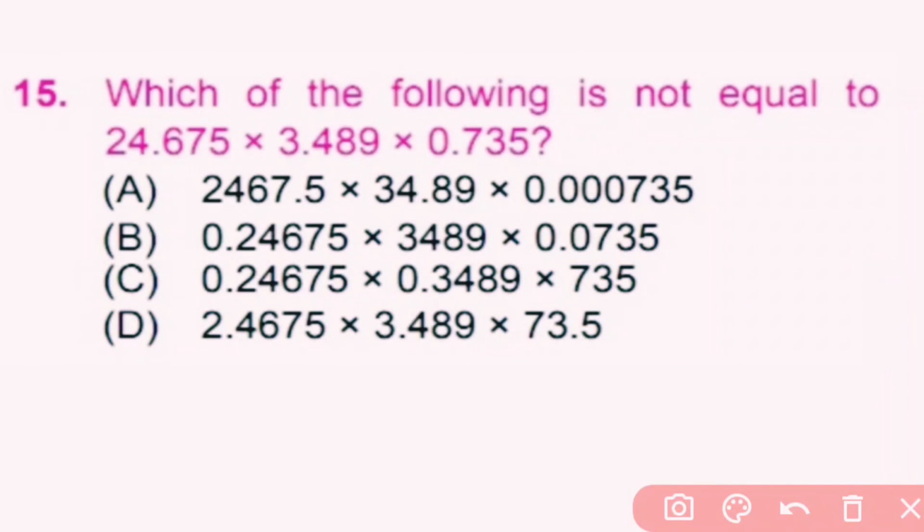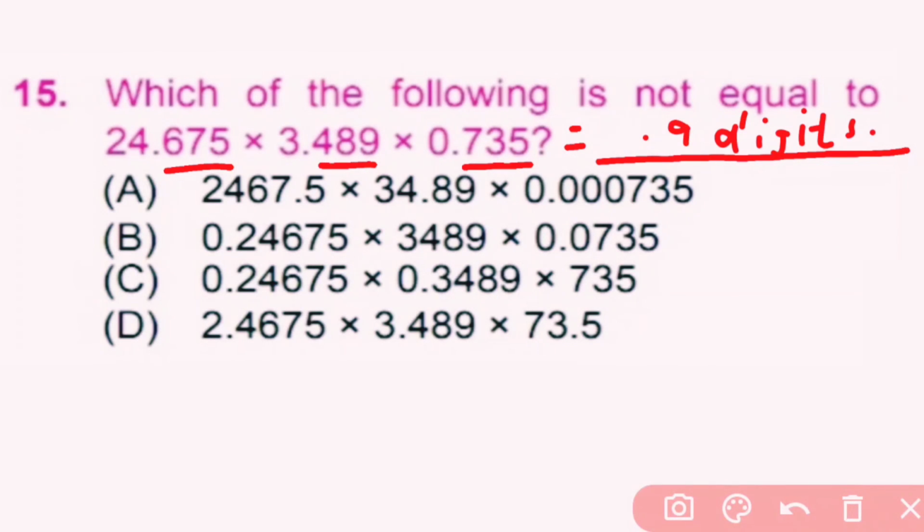Question number 15. Which of the following is not equal to 24.675 into 3.489 into 0.735? So here in the answer the point should be placed so that there are 3, 3 and 3, 9 digits. Means after the point there should be 9 digits. So in option A, this 1, this 2 means 3 and this 6. So this is equal.